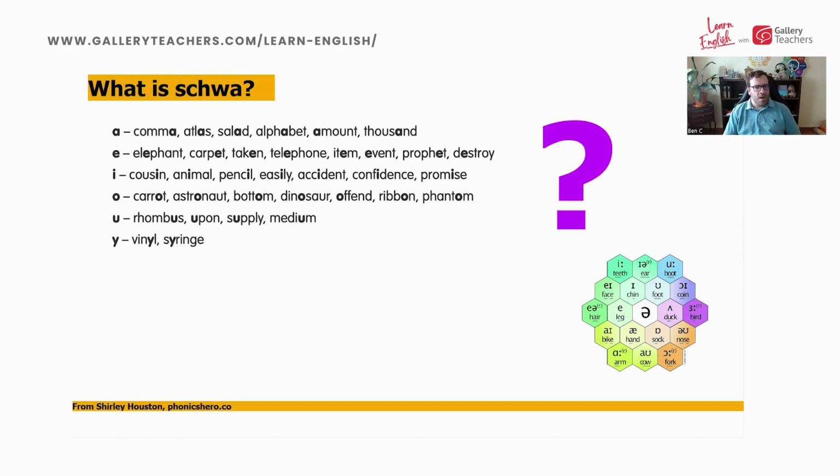So I think comma, atlas, salad, alphabet, amount, thousand. All of these, yeah, it's a schwa sound. Elephant, carpet. No, it's not carpet, it's carpet. For me, this is a different sound. Taken, telephone, item. So sometimes schwa is different. Here are some common spellings, and this can help you. But I said before, don't repeat the sound.